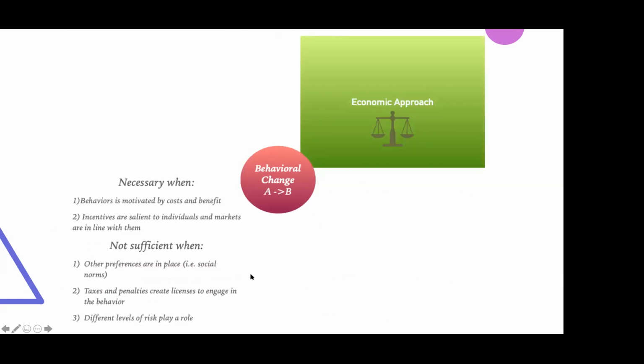Sometimes a policymaker thinks that, along with the legal approach, we need to apply the economic approach. When is an economic approach necessary? When the behavior is motivated by costs and benefits, or when there are incentives that can be modified, okay? Of course, it is not sufficient when the preference for that particular behavior is not based only on economic reasons, but on social norms. And of course, sometimes taxes or penalties, which are basically the sanction of the economic approach, are not easy to implement.